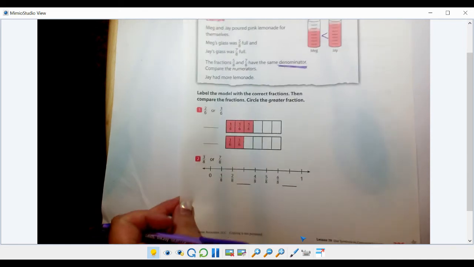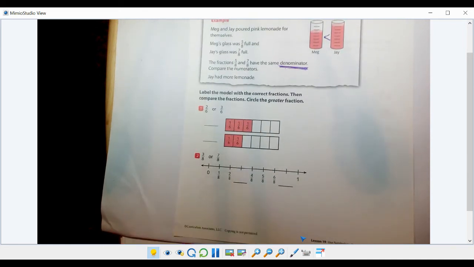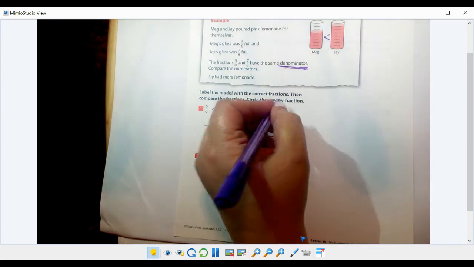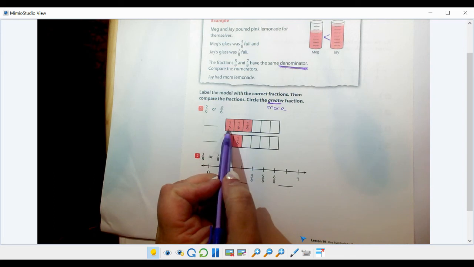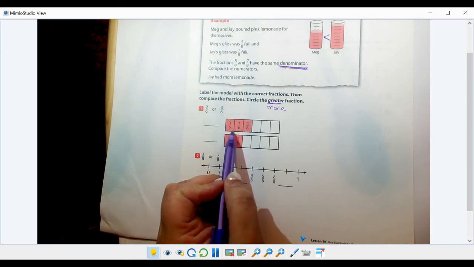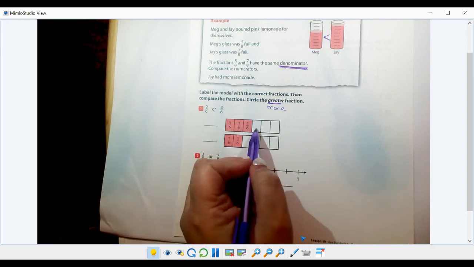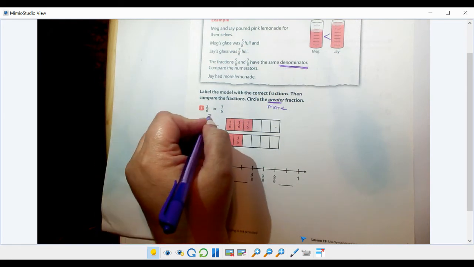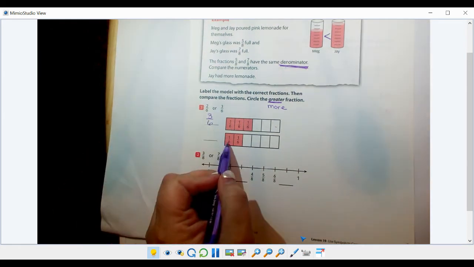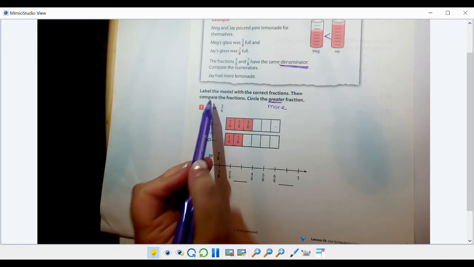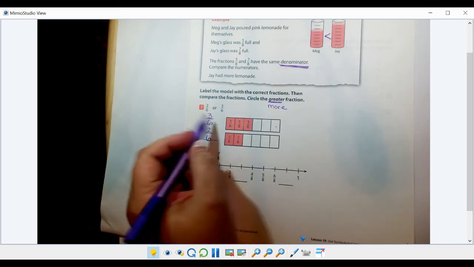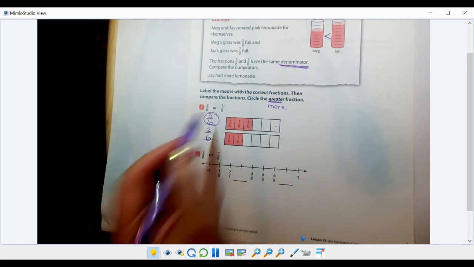Label the model with the correct fractions, then compare the fractions. Circle the greater fraction. Remember that greater means more. So this fraction, I have 1, 2, 3, 4, 5, 6, 3/6. And on this fraction, I have 2/6. So I've labeled now. Now I have to circle the greater fraction. Well, it's easy to see. 3/6 is greater than 2/6.